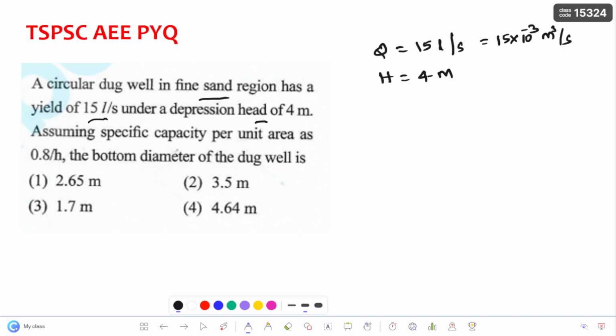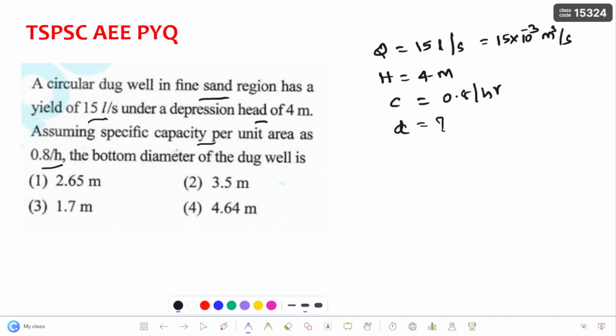4 meters. Assuming specific capacity per unit area as 0.8 per hour. Okay, it is given as C, specific capacity per unit area as 0.8 per hour. The question is asking, what is the bottom diameter of the dug well?